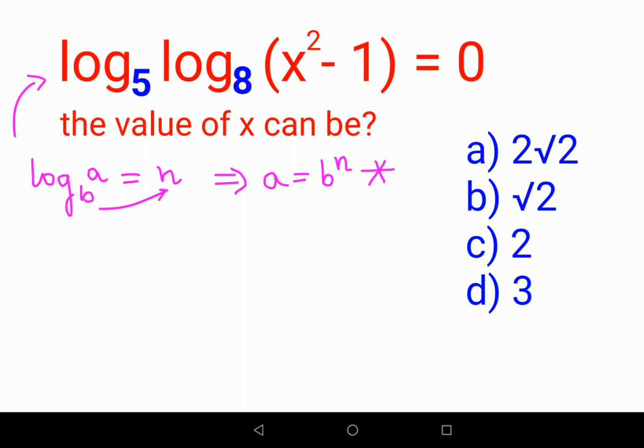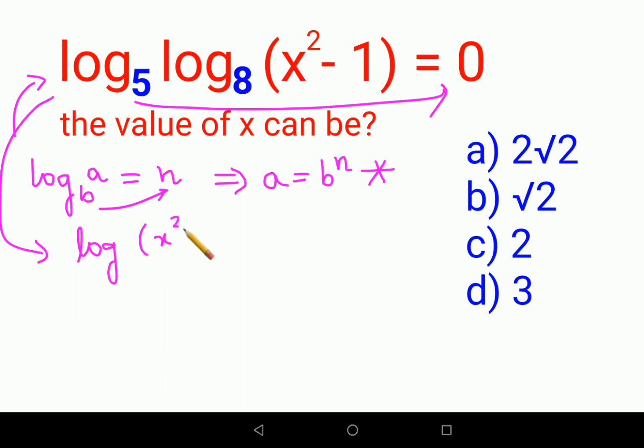Okay, and as it is also whenever you want to solve any of the entrance level log questions, this rule is going to be like of supreme importance. So now using the same logic, I can say that this 5 will go as base over here and 0 will become index. Okay, so we'll have log of x square minus 1 to the base 8 equals to 5 raised to 0 is equals to 1, right?